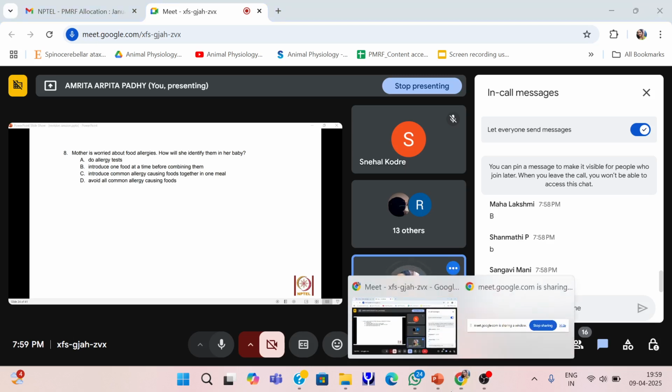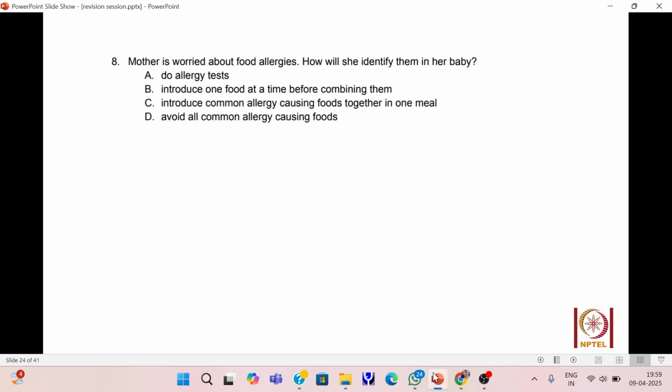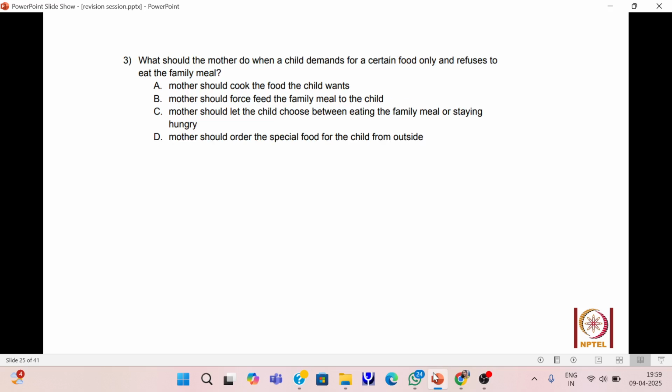Let's see what is the correct answer. It is B. Introduce one food at a time before combining them. Next question. What should the mother do when the child demands for a certain food only and refuses to eat the family meal?